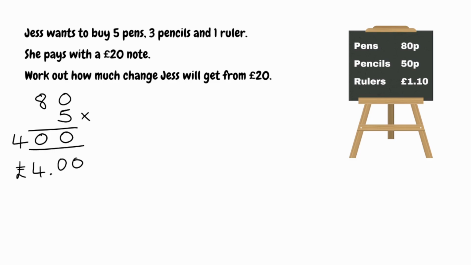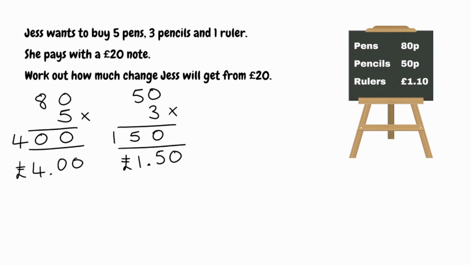Then the pencils cost 50 pence each, and Jess is buying 3 of them, so we need to multiply this by 3. So again, we've got 0 times 3, which is 0, and then 3 times 5 is 15. So the pencils have cost her 150 pence, or if we divide that by 100, £1.50. And then she's buying 1 ruler, and this single ruler is going to cost her £1.10.